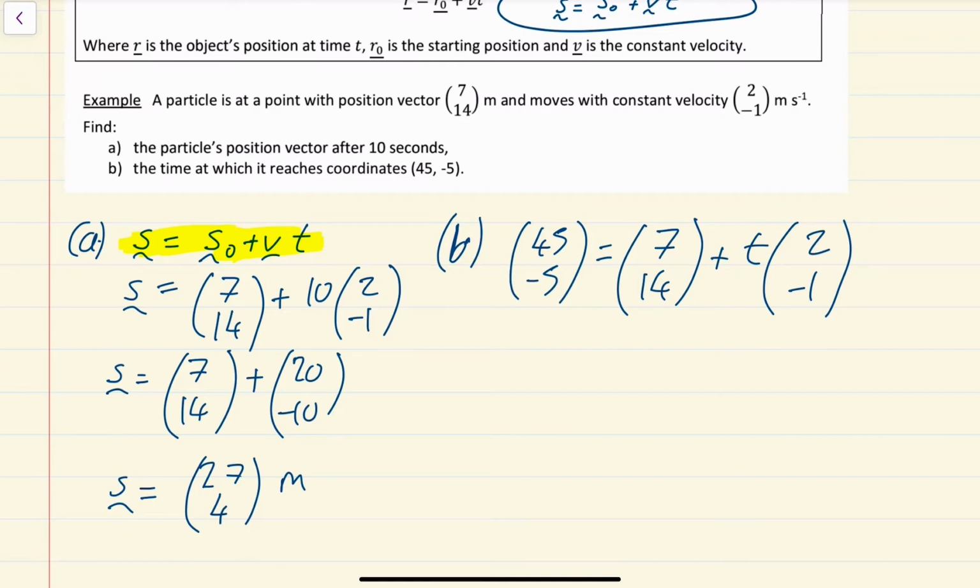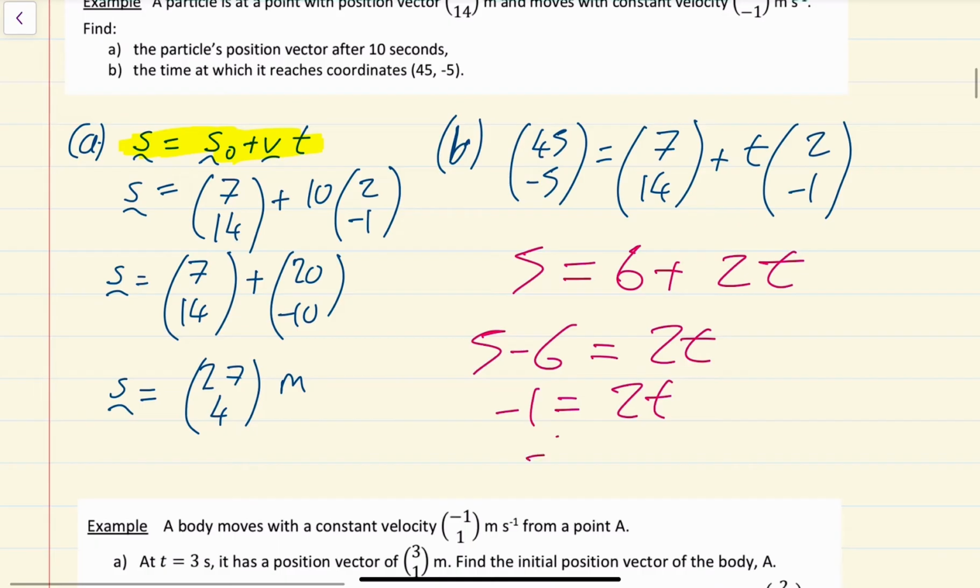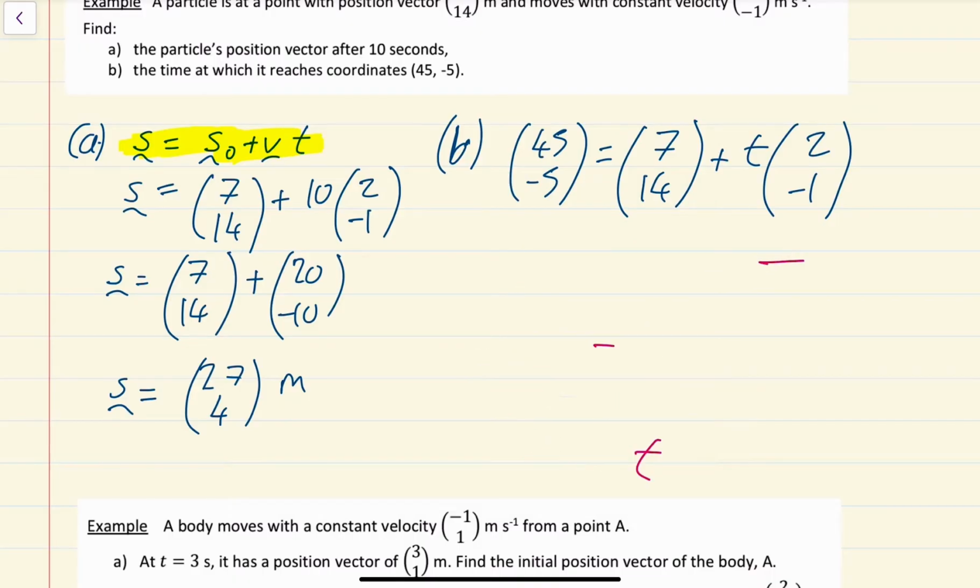Okay, right, don't take this down. This is basically a linear equation. If you had 5 is equal to 6 plus 2t, what would you do? You would bring that 6 across and subtract. You'd have minus 1 is equal to 2t, and then you would divide across by your 2. Okay, it's exactly the same idea. So let's have a wee look and see how this works.